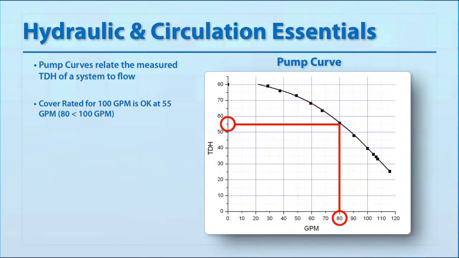It's quite easy. If our cover was rated for 100 GPM and we measure 55 TDH, then we would see that 80 GPM is less than the cover rating, and all is well.